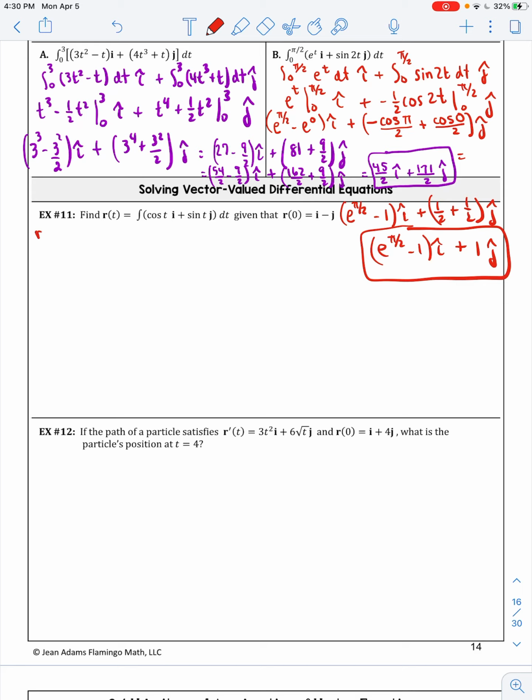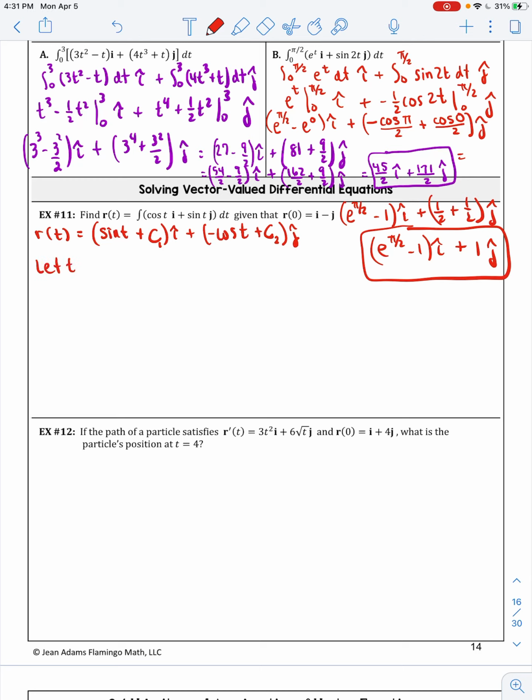Okay. So we've got r of t is equal to, now if I integrated cosine, I would get sine t plus c, and that would be times i. And if I integrated sine, I would get negative cosine, so plus negative cosine t plus c. And by the way, it might be the same, but you're going to have to make these different c's times j, because they're different situations.